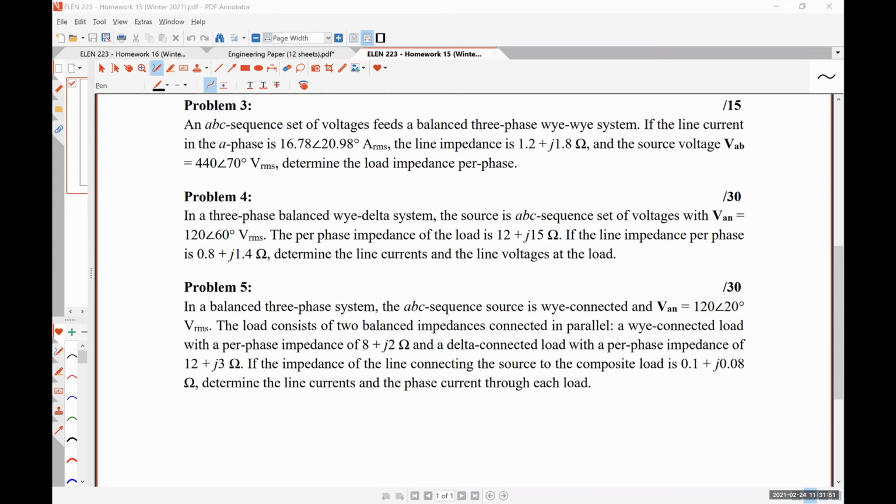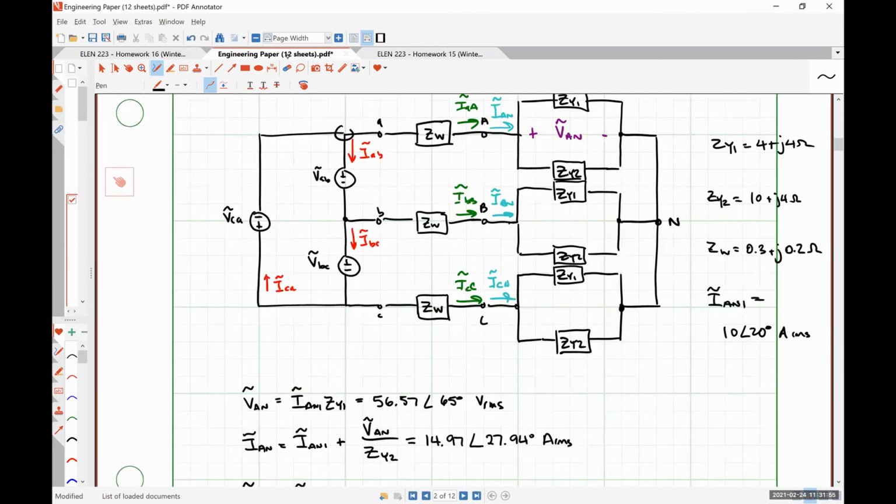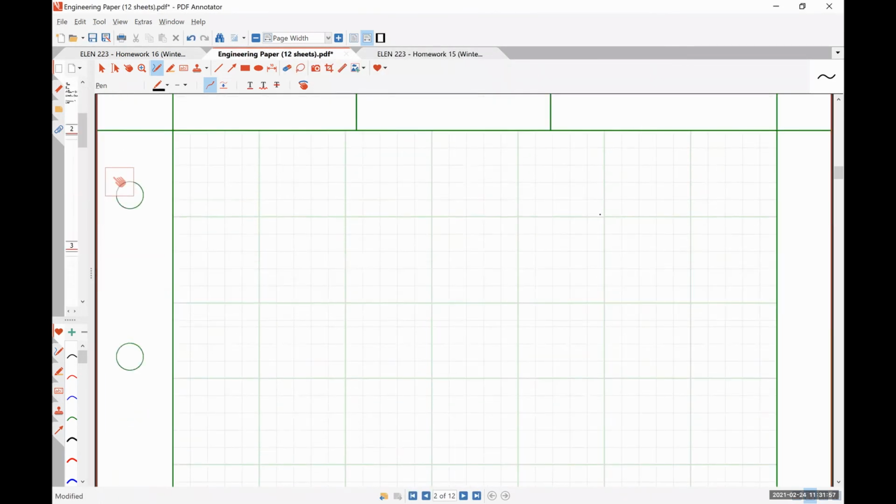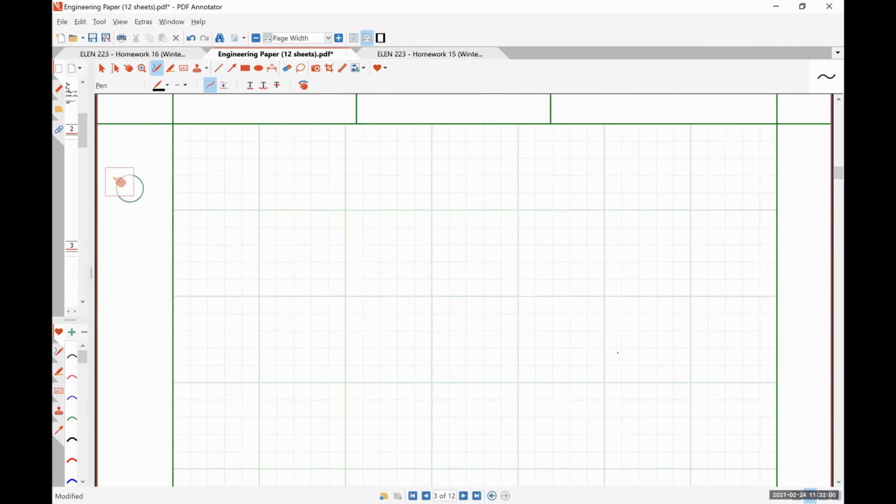So if I wanted to draw this, I had a Y-connected source, right? Right. Y-connected source and Y-delta.